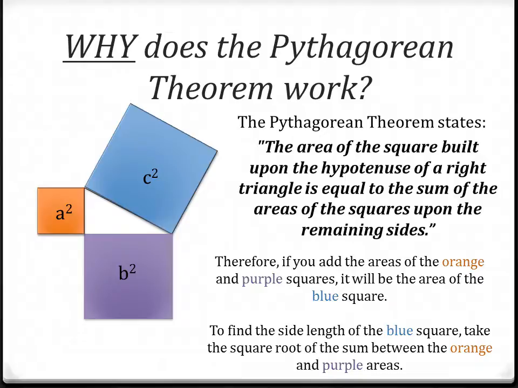Therefore, if you add the areas of the orange and purple squares, it will be the area of the blue square. So if you add up this orange square and this purple square, the area will be equal to this square, which rests on the hypotenuse. To find the length of the blue square's side, take the square root of the sum of the orange and purple areas.